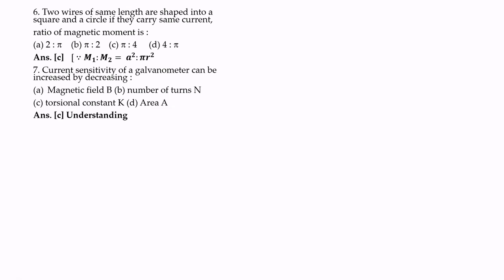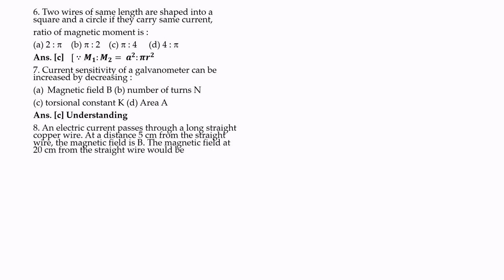Question number 7. Current sensitivity of a galvanometer can be increased by decreasing. There are four options and the correct answer is C, that is the torsional constant K. Current sensitivity of a galvanometer can be increased by decreasing the torsional constant.